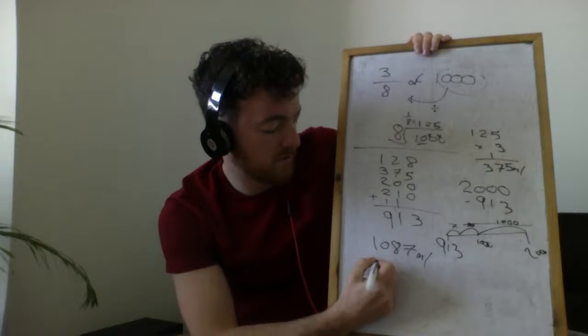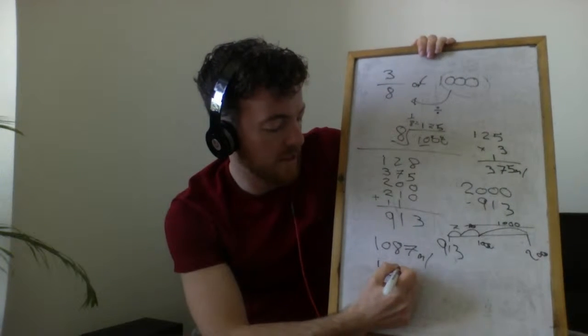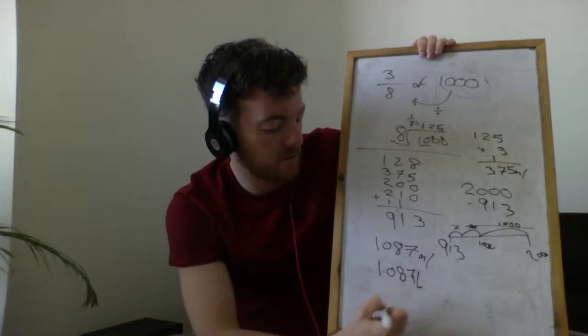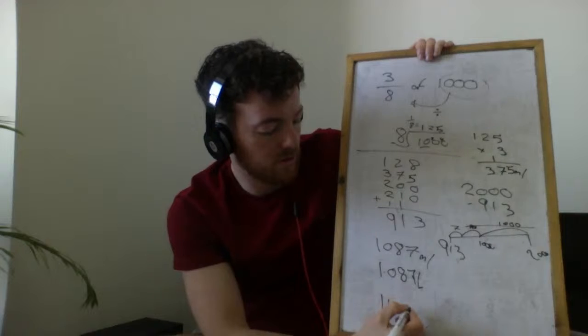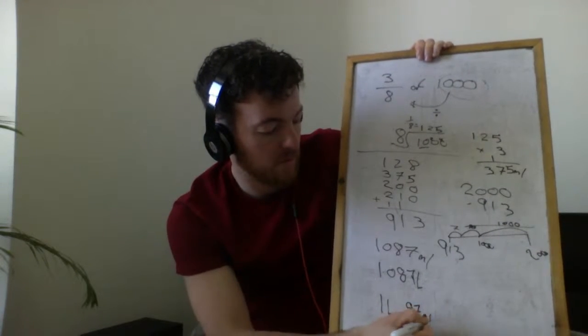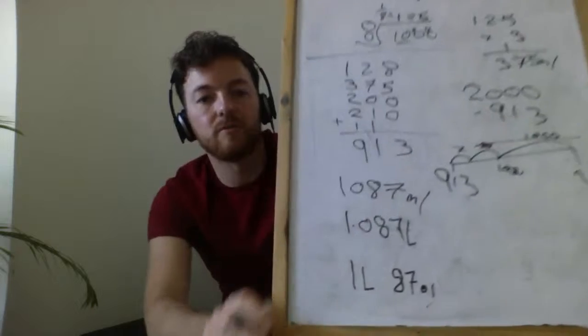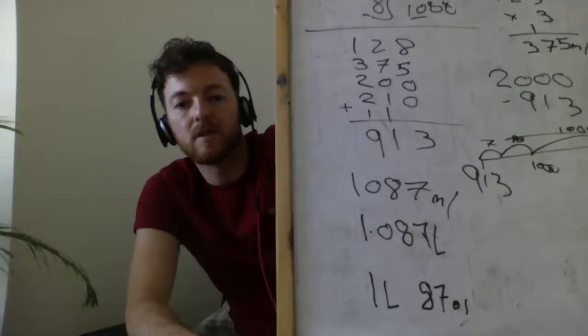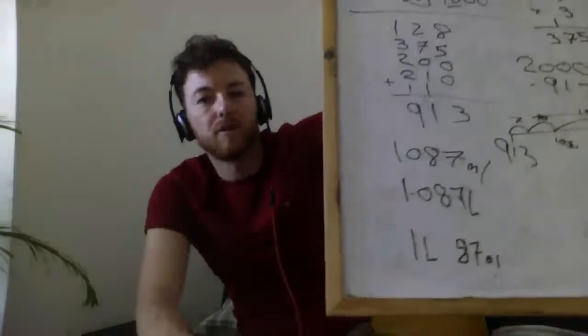1087 milliliters, 1.087 liters, 1 liter, 87 milliliters. Any of those 3 formats is good for your answer. Alrighty. Hopefully we managed to get question 6 correct. So question 6 was 1.087 liters or 1087 milliliters. All right, really well done, guys, if you got that.